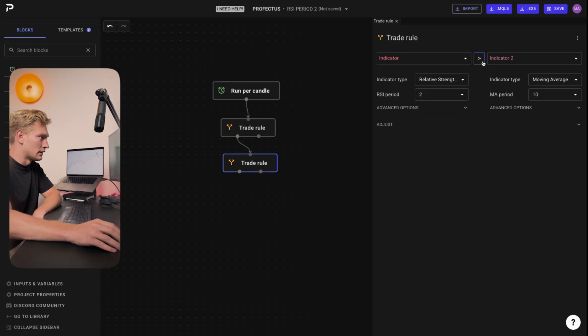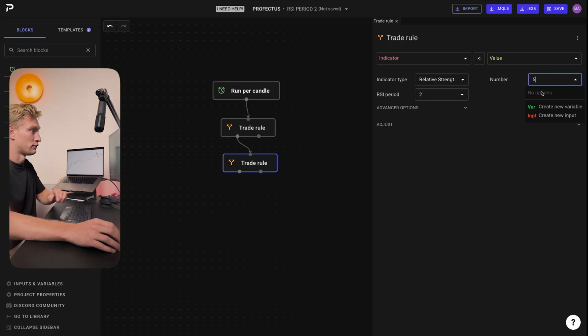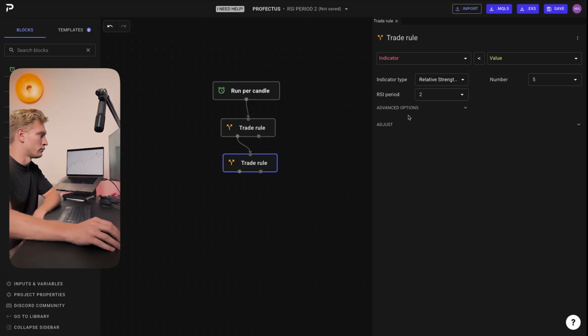And yeah, it needs to be below. So you have here above, below, crosses above, crosses below, is above or equal to, is below or equal to, is the same, is not the same. Those are like the what it means. We want to see the relative strength index, period 2 value be below, well, value, what was it? 5. If the RSI is below 5, great.